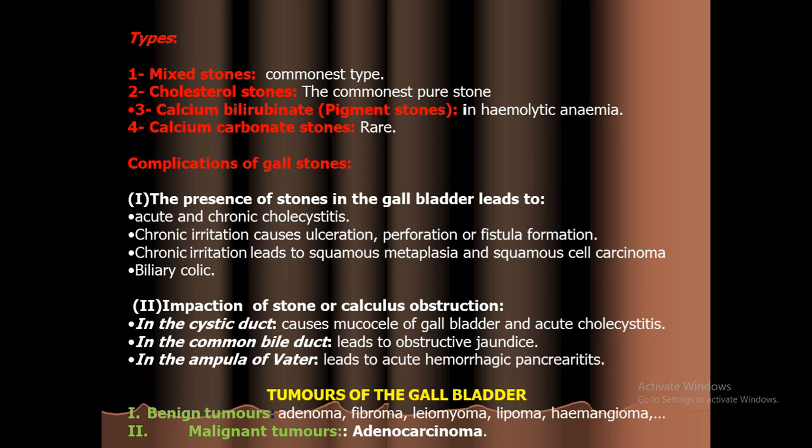Impaction of the stone in the biliary tract may cause obstruction of the neck of the gallbladder, and the gallbladder proceeds into mucocele. Mucocele means that the gallbladder has changed into a sac full of mucus. It may lead to obstructive jaundice, and if the stone goes to the ampulla of Vater, which is at the end of the biliary tree, this will cause pancreatitis, a very serious complication. The gallbladder may show tumors. Benign are very rare, but the most common malignant tumor here is adenocarcinoma. Thank you.